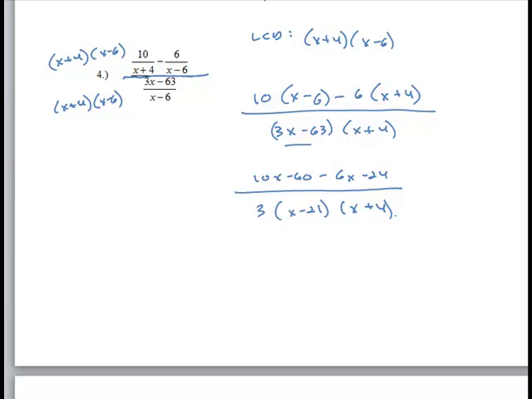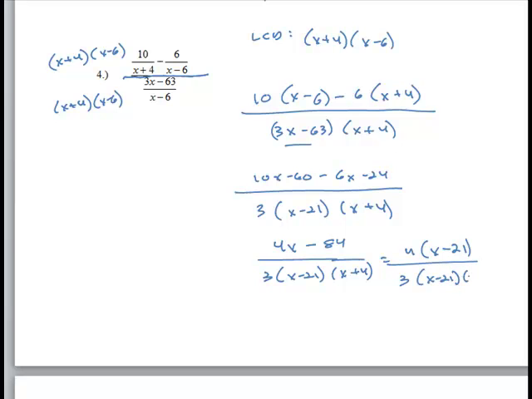Continue on simplifying the numerator, combine like terms. 10x minus 6x leaves us 4x minus 84, all over that same denominator. Now we just need to factor the numerator. Factor out that 4. When we do that, we see the x minus 21's cancel out, leaving us just 4 over 3 times x plus 4. Excuse me, that should be x plus 4.